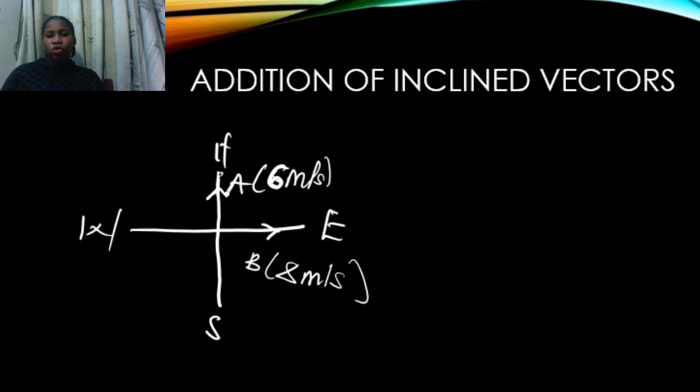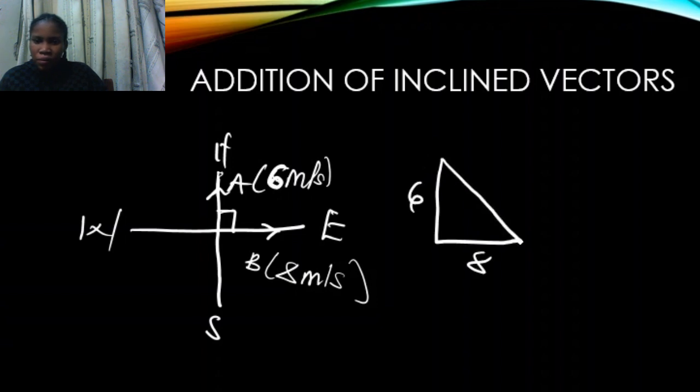So taking these two bodies to find their sum or the added form of these two bodies, you see that they are inclined at an angle of 90 degrees. Since they are inclined at an angle of 90 degrees, they can form a right angled triangle. So let's bring this shape out. So this is 6, this is 8. So the hypotenuse will now be what?